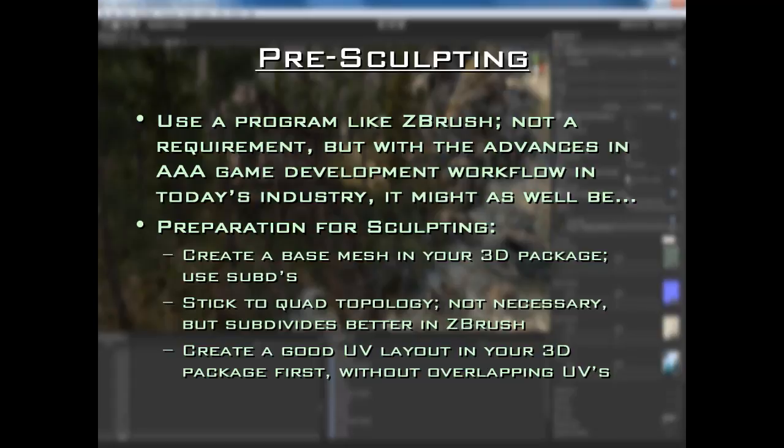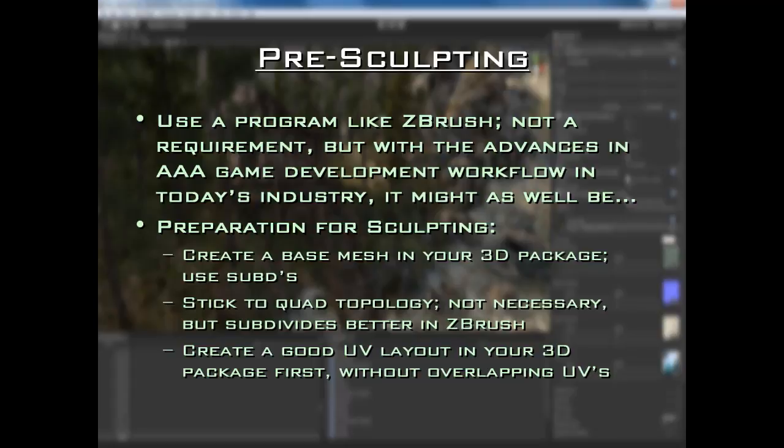Now, you also want to make sure you create a good UV layout in your 3D package first before going to ZBrush. And this is my recommendation, send it into ZBrush without overlapping UVs. Okay, more than likely, if you're a game developer and you're using ZBrush in your workflow to make high-res sculpts, it's because you want to normal map them onto the low-res objects. And normal maps require UVs. Okay, you have to have a UV layout on your low-res object in order to be able to normal map properly.